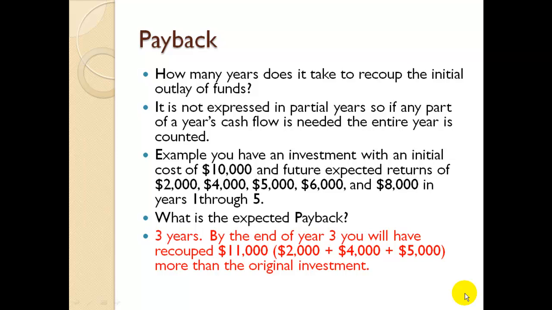By the end of the year 3, you will have recouped $11,000, which is more than the original $10,000. So you have your original $10,000. At the end of the first year, you get $2,000 back, but that doesn't add up to $10,000. The second year, you get another $4,000, so you've received $6,000 back, but that's $4,000 short. Then in year 3, you get $5,000, which more than covers the rest of your initial investment.